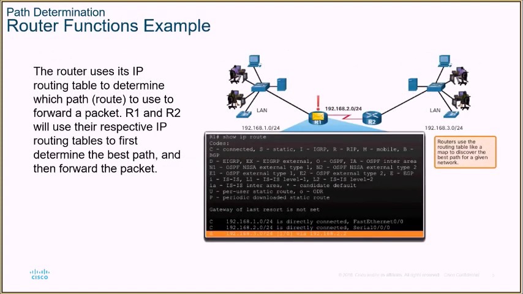Okay, so the router uses its IP routing table to determine which path or route to use to forward a packet. In this diagram, we've got router 1 and router 2, and they've each got a LAN directly connected. Router 1 and 2 will use their respective IP routing tables to determine the best path and then forward the packet along that path.